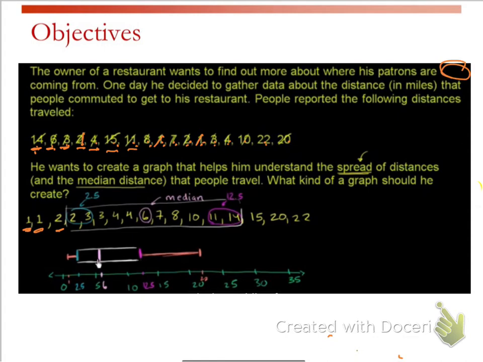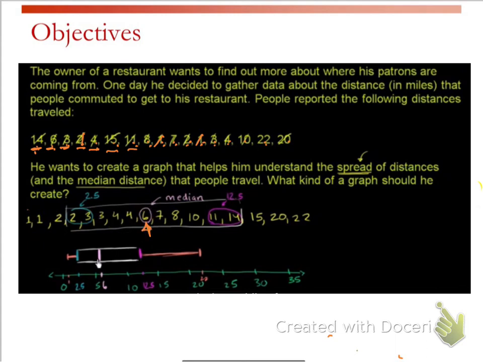17, odd or even? Odd. So I cannot divide, so I say 17 plus 1 equals 18, divided by 2 equals 9. So the term number 9, after ascending them, will be my median. So 1, 2, 3, 4, 5, 6, 7, 8, 9. So this is the median. 6 will be the median. So now I got the median, which is 6, okay?